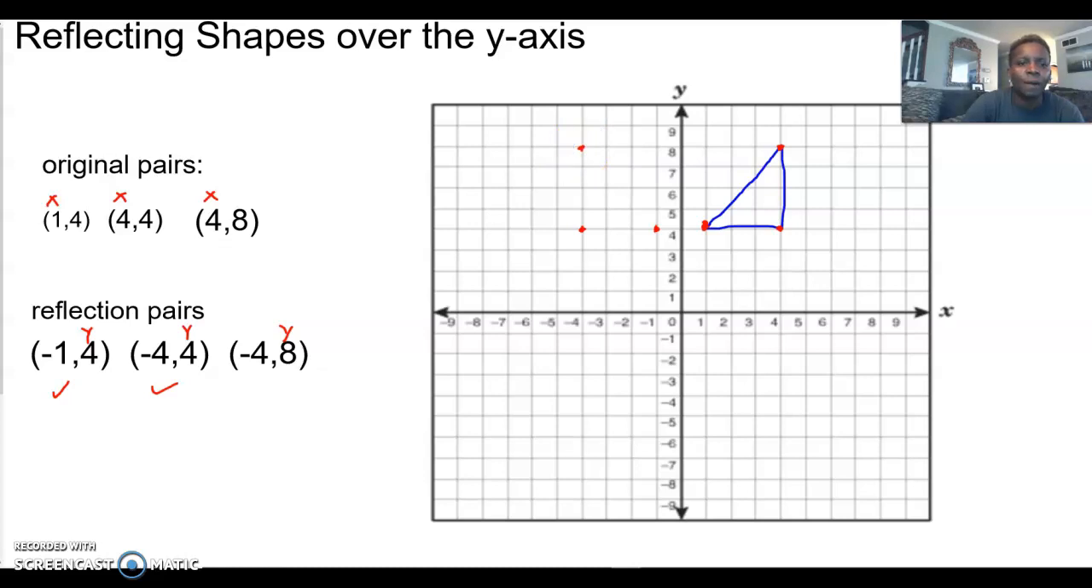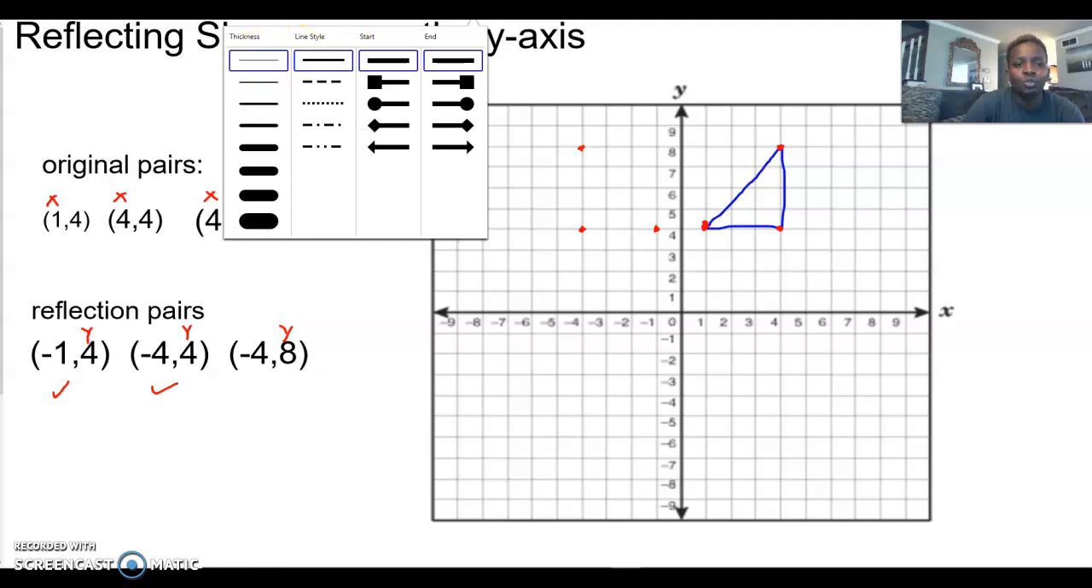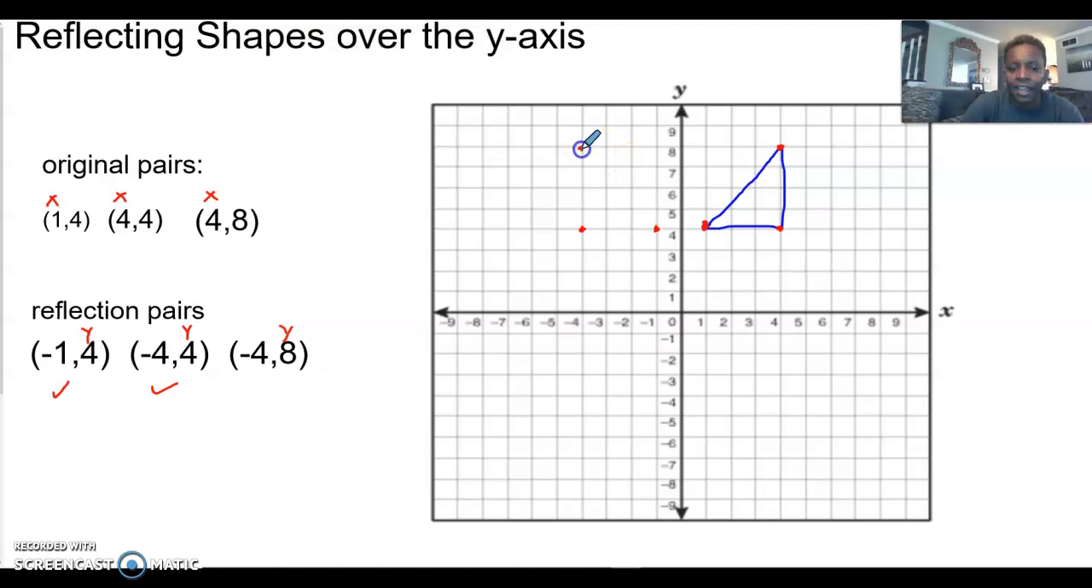So what are we going to do now? We are going to connect our vertices to create our reflected shape. Boom, boom, and boom. You know my drawing is not the best there.